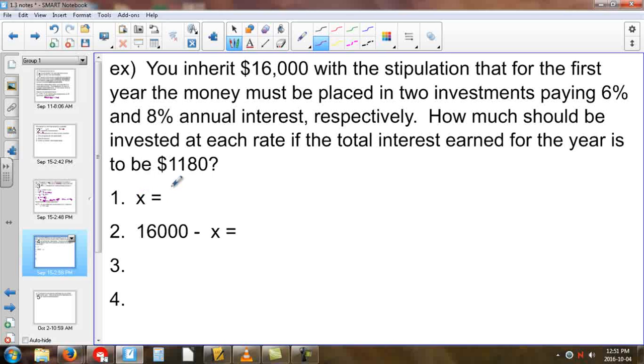So we're going to let x be, let's say, the amount in the 6% account. Okay, so if this was $5,000, then 16,000 minus 5,000 would tell me there's $11,000 left over. So this must be the amount in the 8% account.